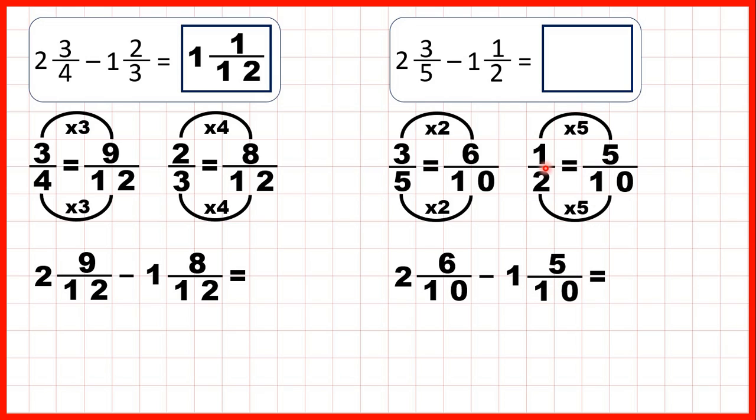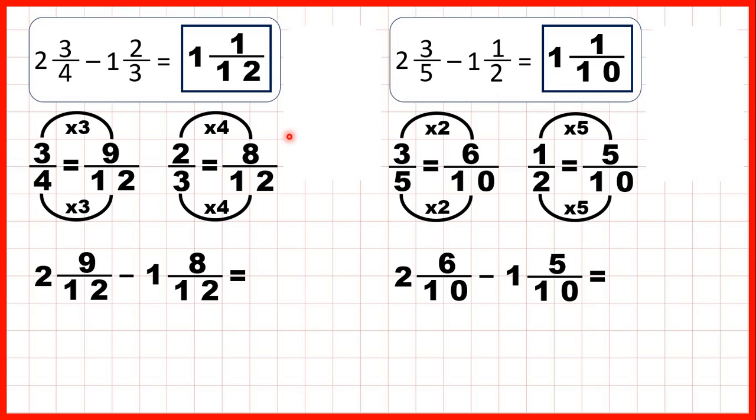equivalent to 1/2. Now we see if we can subtract the fractions. So we have 6/10 minus 5/10, which is 1/10, and 2 minus 1 is 1. So our answer is 1 1/10.